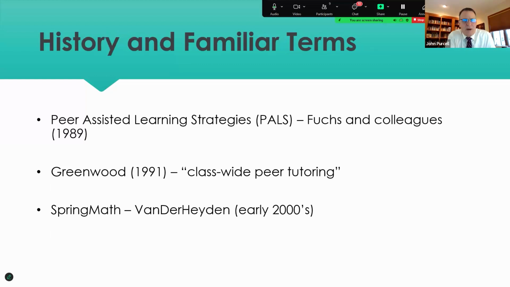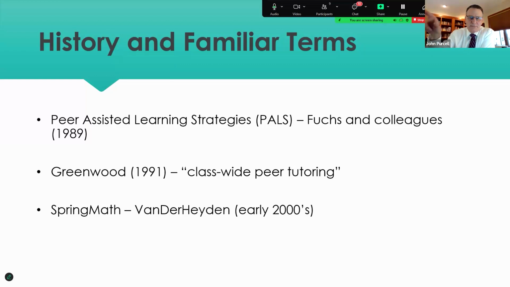Here are some terms that you might be familiar with when it comes to peer-assisted learning strategies. Started, as you can see, a long time ago, and it has gained a little bit more popularity now. I've seen more schools talking about it. In 1991, we called it class-wide peer tutoring, then peer-assisted learning strategies, and then Spring Math, which was started by the authors there. That happened in the early 2000s, and we're going to talk about Spring Math.